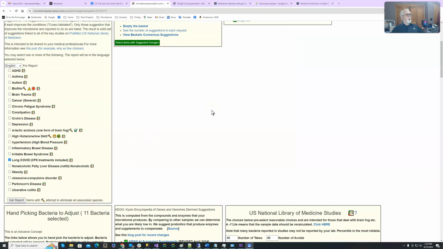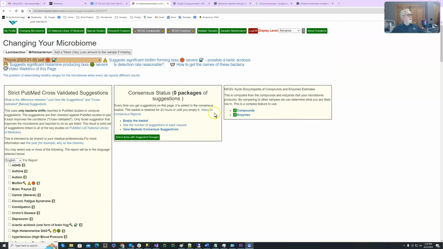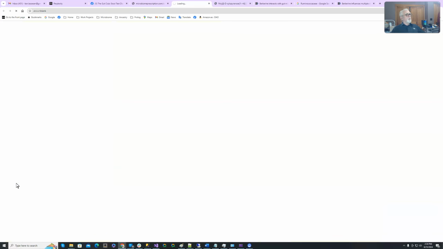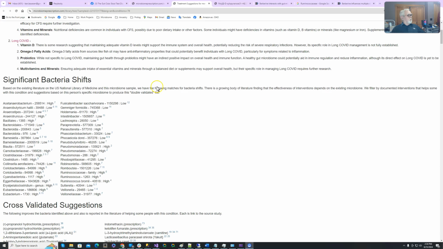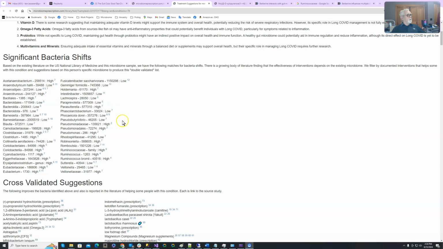So if you go to the advanced page, I have a few things which are cross-validated, which means you select the medical conditions and you get a gut report. And now the gut report is in two parts. Once it finishes loading up, the first part identifies your bacteria shifts against those reported for the conditions.